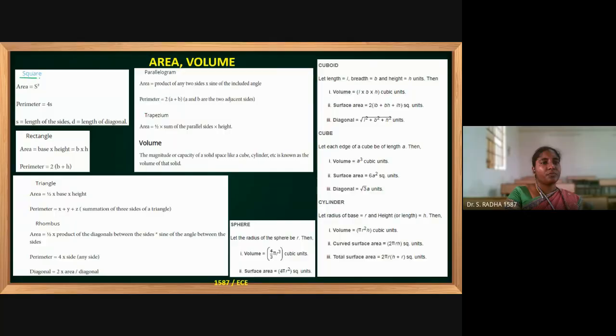A square. Square means four sides will be equal. S is the side represented. And you know the area and perimeter formulas.